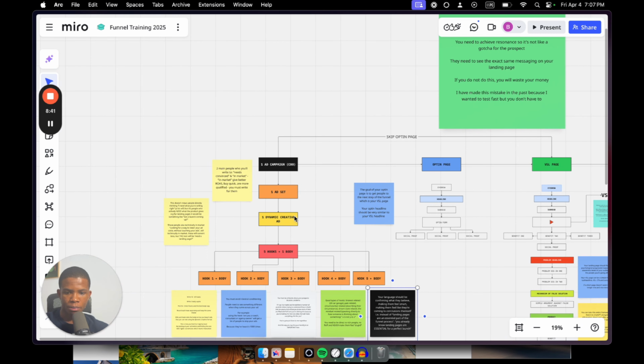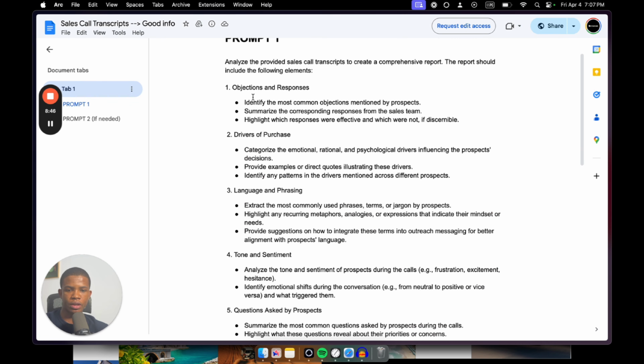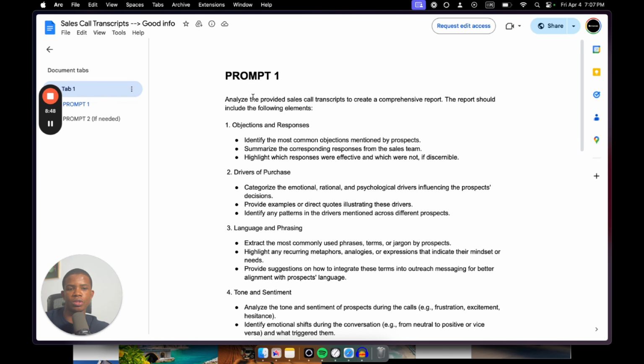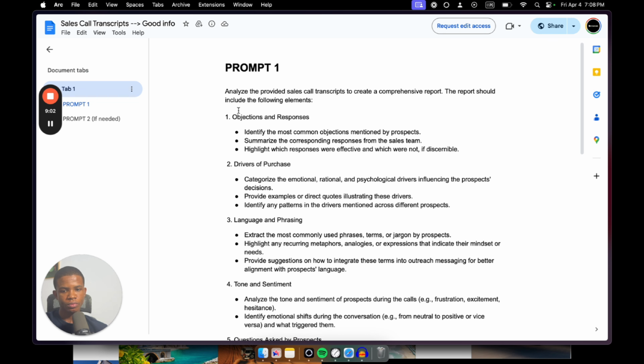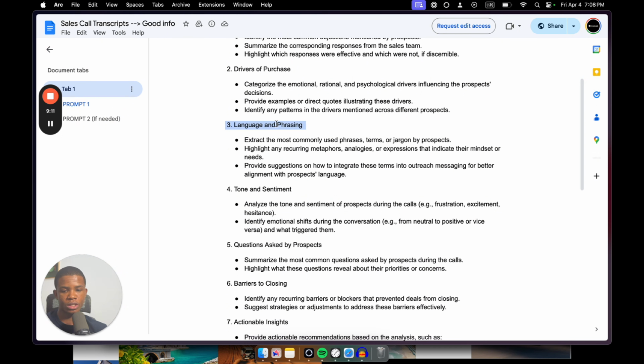Now, that's it for the ads, and we're going to walk through the prompt. This is the prompt that you're going to use. Before you use it, you need to make sure that you have at least 10 qualified sales call transcripts, because this is what you're going to feed ChatGPT along with this prompt. You're going to use it to identify the objections and responses, the drivers of purchase, and the language and phrasing. This is extremely important because you need to phrase it in the particular way that these people talk.